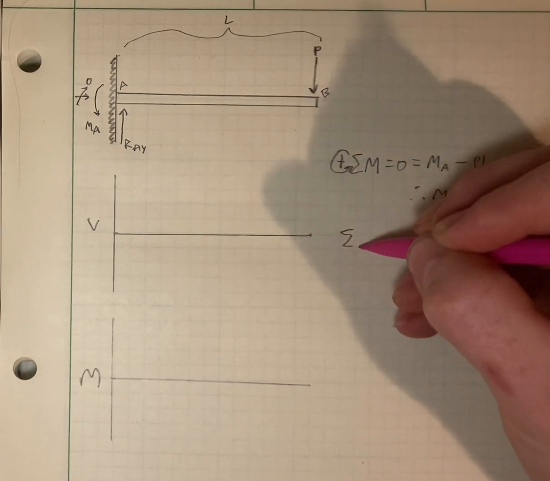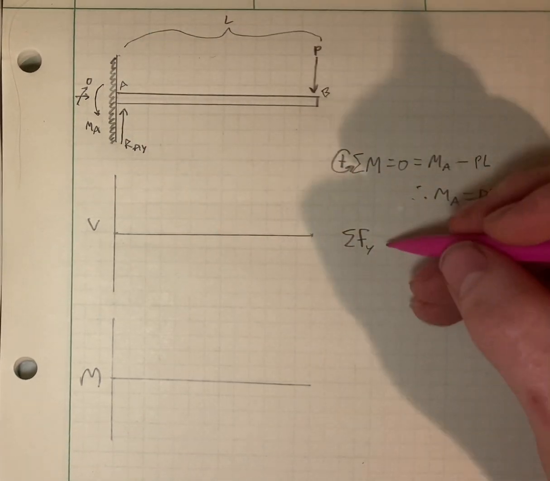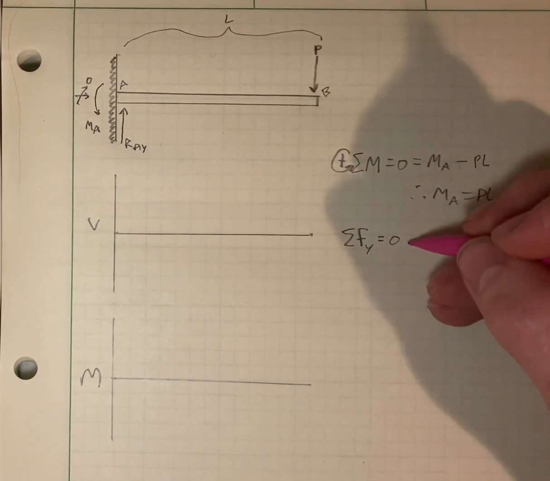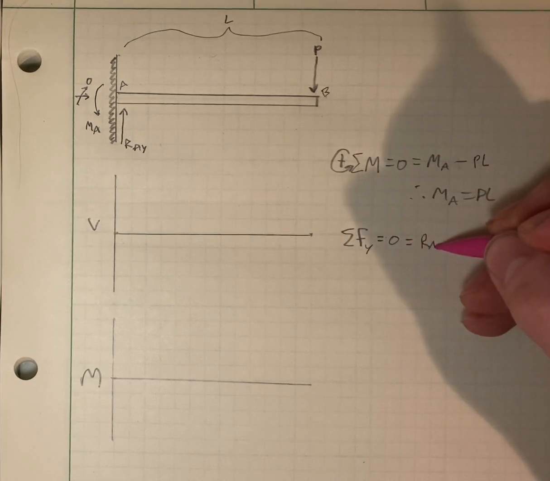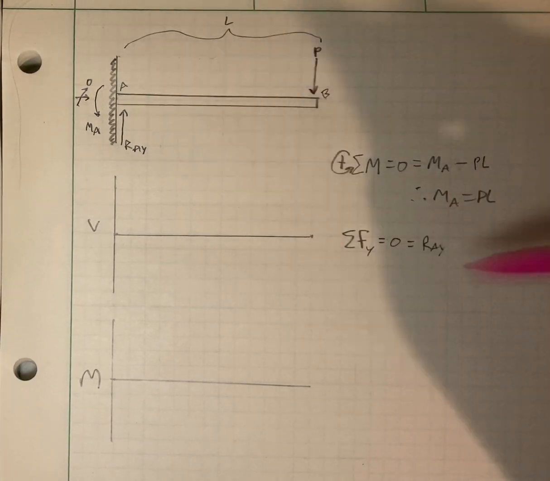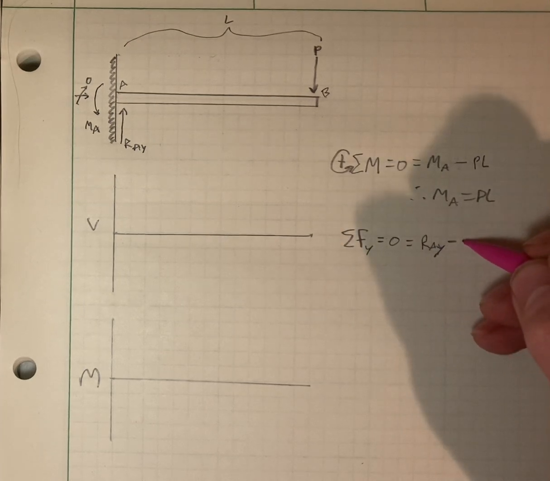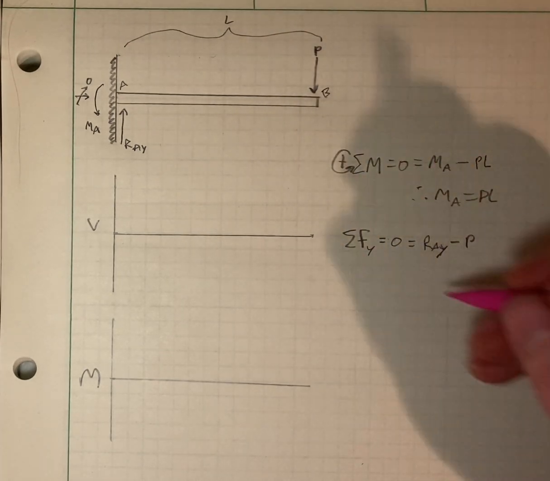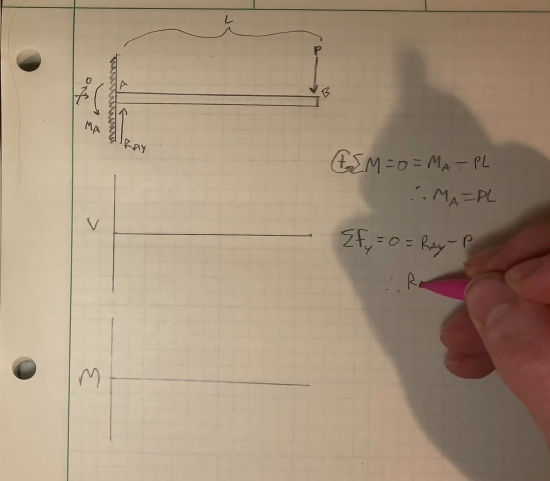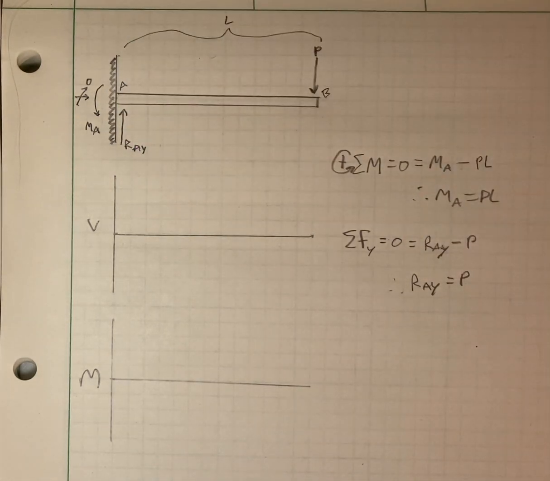But here we go. Let's sum the forces now in the Y because there's only forces in the Y. Sum of forces equals 0 equals positive RAX, right? Or sorry, RAY. What am I saying? Because, right, it's going up, so it's positive. And then minus P, because it's going down. Solve for RAY equals P. Which we could have also guessed because the forces need to cancel out, and there's only 2 of them.